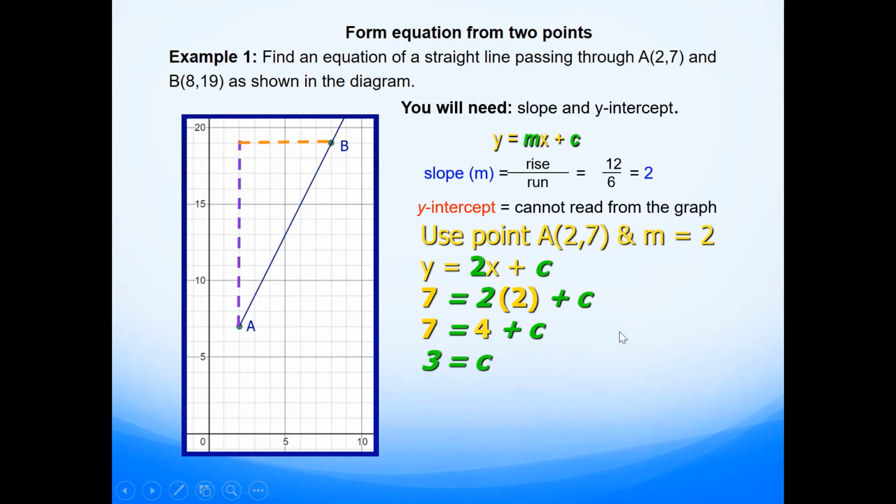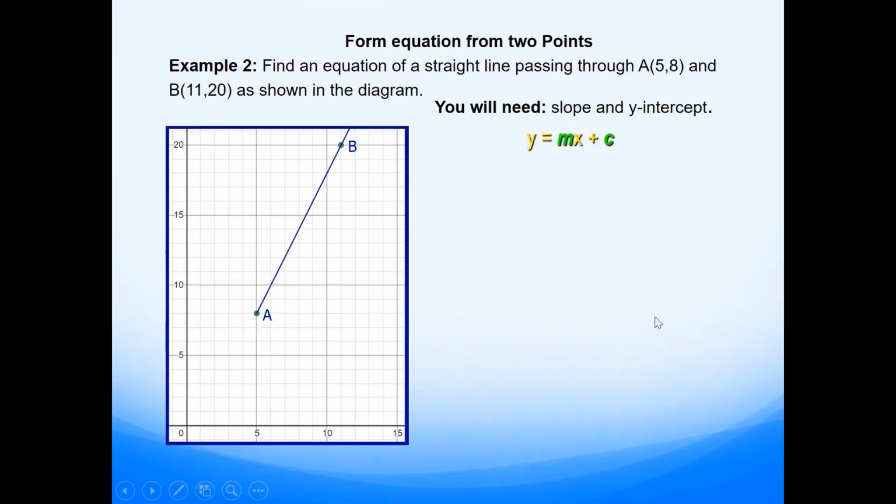Now we'll put these together. So the equation of a straight line passing through points A and B, in this case the function will be y equals 2x plus 3. Hope this makes sense. We'll look at another example, example 2.